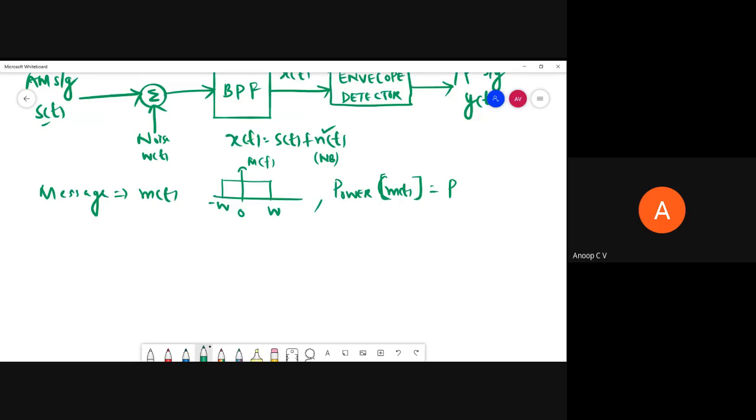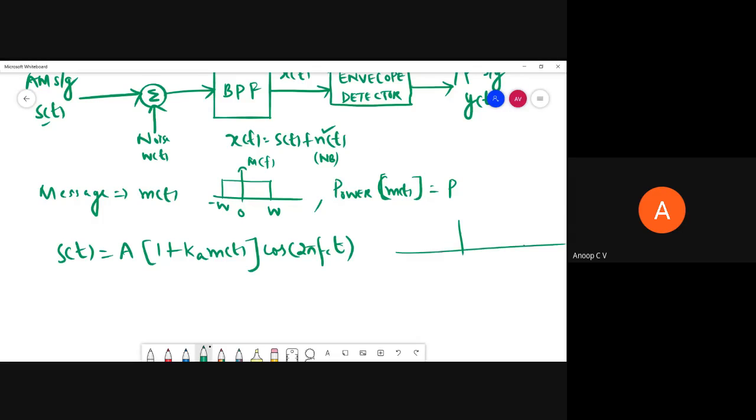Then what we have is this s(t). What is the time domain expression for standard AM? It is Ac times (1 plus ka m(t)) times cos 2 pi fc t. This is the time domain expression for standard AM. So its spectrum will be something like this. You all know how the spectrum will look. Again, its spectrum will be, maybe, right. So just excuse me.